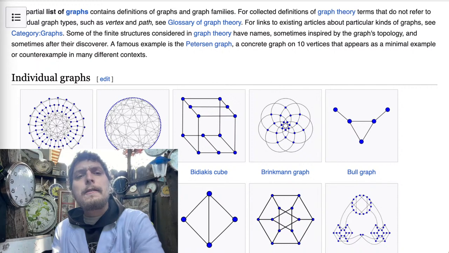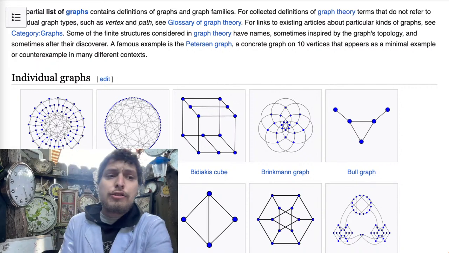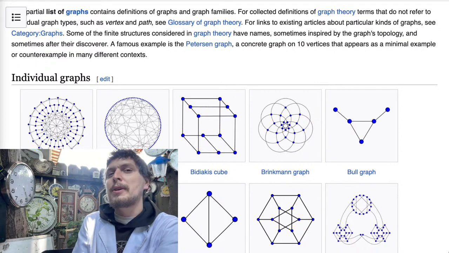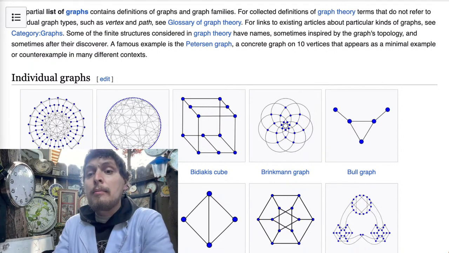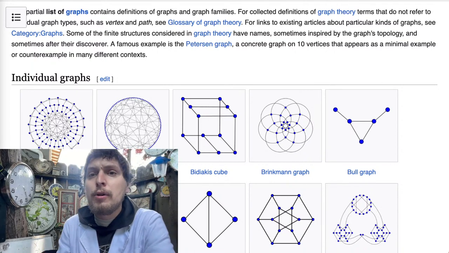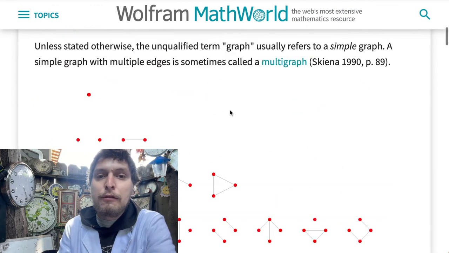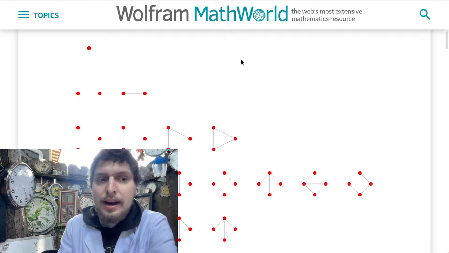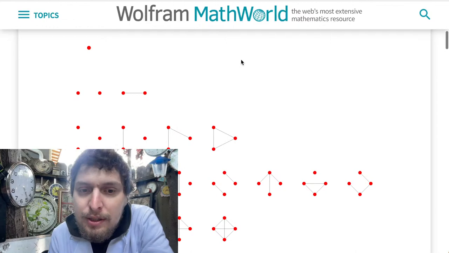Now, I do have some other fun numbery stuff I want to share too, which is related to some random factors I was experimenting with, which is more number theory-y than graphy. But let's look at a few more graphs from one other place. Here we have simple graph on Wolfram MathWorld, which is kind of a Wikipedia-like sector of there. And here we can see a picture of a bunch of different options for them.